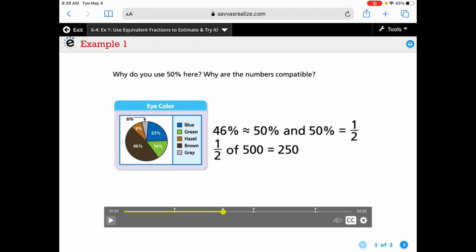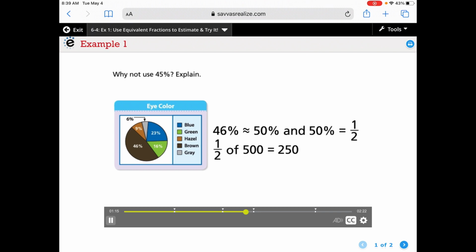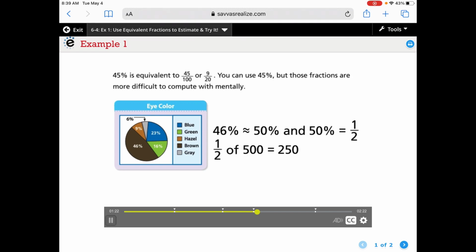Well, 50% is something that, as we've seen in this chapter, is a little bit more of a benchmark percent, fraction, decimal. So it's much easier to use than 46%. 50% is easy to use because it is equivalent to 1/2. You can compute 1/2 of 500 mentally. Why not use 45%? Explain. 45%, as we said before, is not really a benchmark fraction or decimal. 45% is equivalent to 45/100ths, or 9/20ths. You can use 45%, but those fractions are more difficult to compute with mentally.